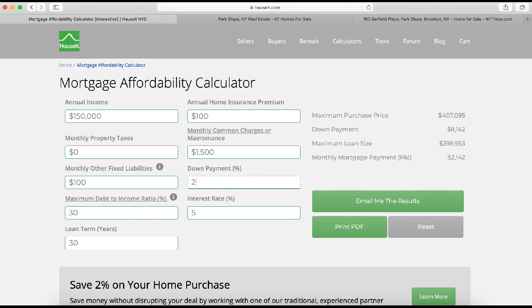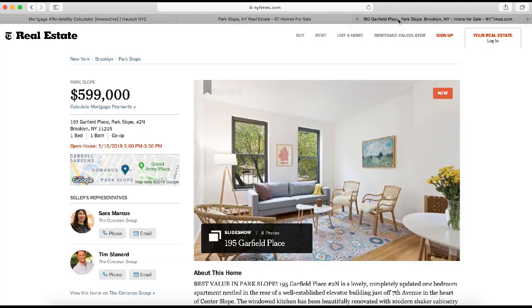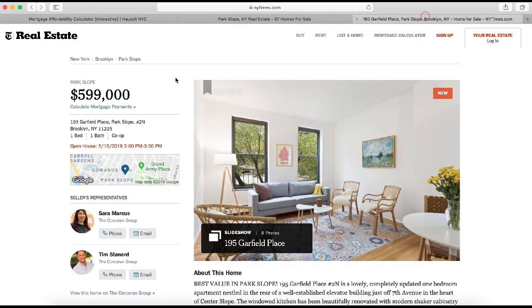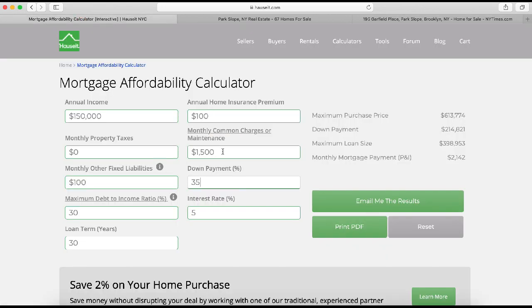We could possibly increase the down payment. As you can see, that's getting us closer. So in this instance, it looks like we would need to put down probably 35% to buy this property if the maintenance just happened to be higher than its current one. So this is really how you would play around with it.